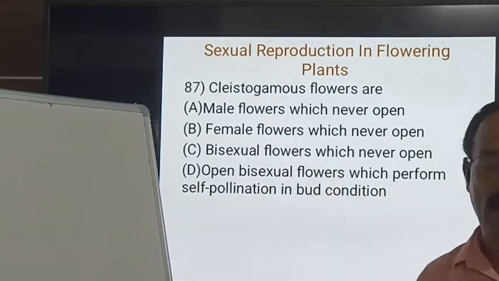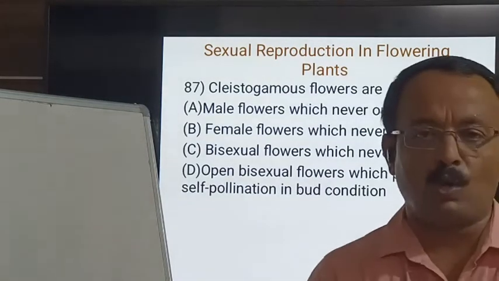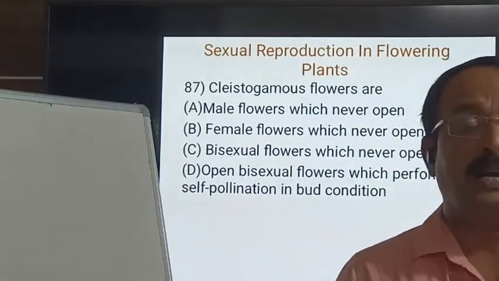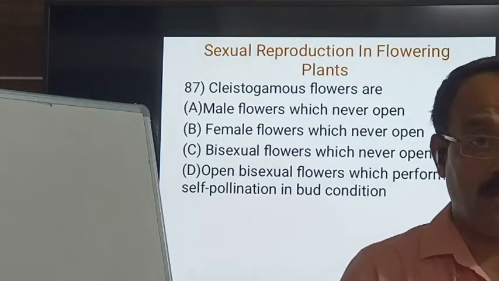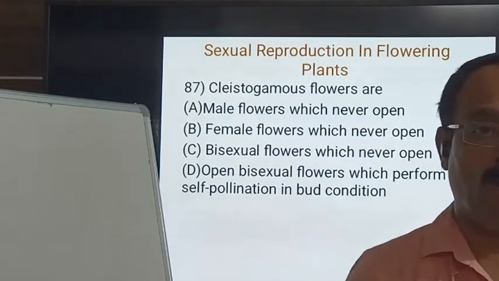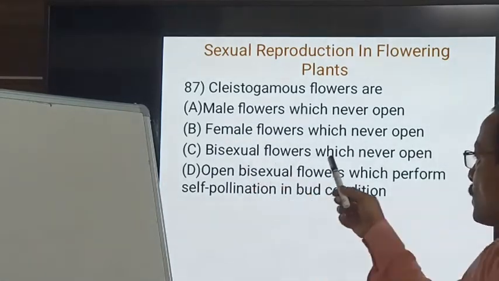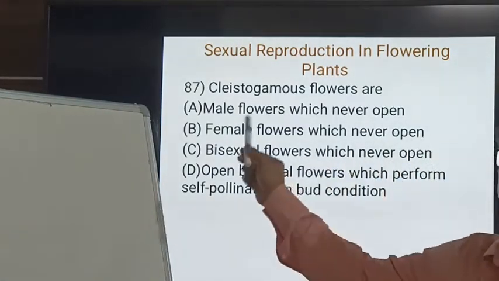So you are as well aware, cleistogamous flowers are those which are bisexual, and they never open until the pollination is achieved. So in order to achieve self-pollination, they have adopted that mechanism. So it's a bisexual flower which never opens. So the option is C.